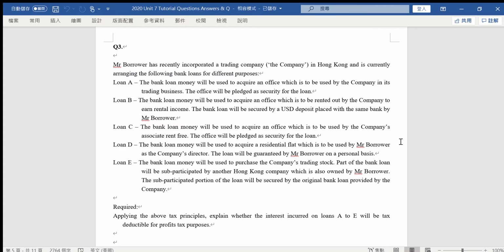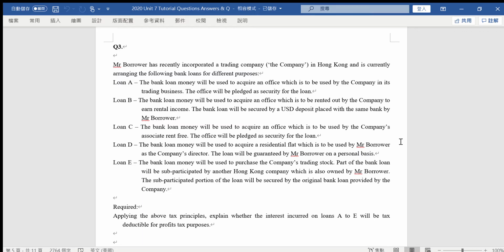Now, a personal basis is not a deposit. The key thing is whether there is a deposit provided by a connected person in relation to section 16(2A), (2B), (2C), and that's why there is no deposit being used to secure. Even though Mr. Borrower is a connected person, that is not a deposit, right? It's a personal basis. That's why the loan interest will be allowed to be deducted. It fulfills those things.